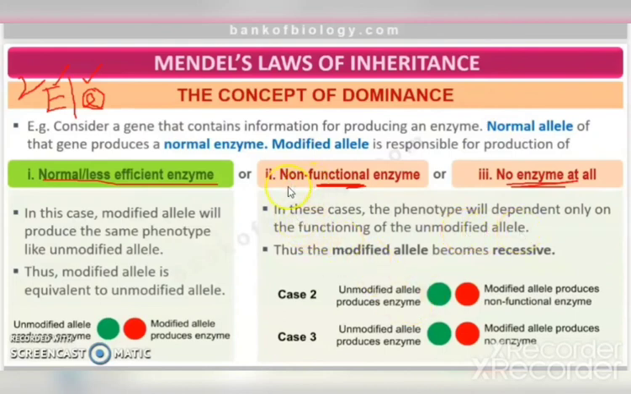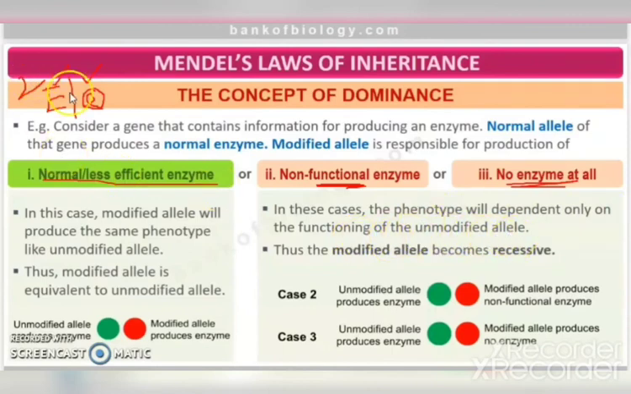Okay, so if suppose one allele is not functional, if it is not producing enzyme which is functional, in these cases the phenotype, the same thing happens in no enzyme also. Okay, so when there is no enzyme also, same thing happens. When there is non-functional enzyme also, same thing happens. What is non-functional enzyme? Enzyme will be produced but it will not be working, and in this case there won't be any enzyme at all. Okay, so in these two cases the phenotype will depend only on the functioning of the unmodified allele.